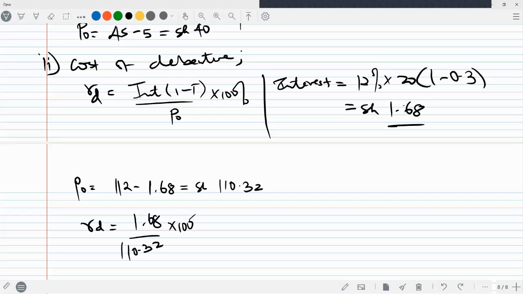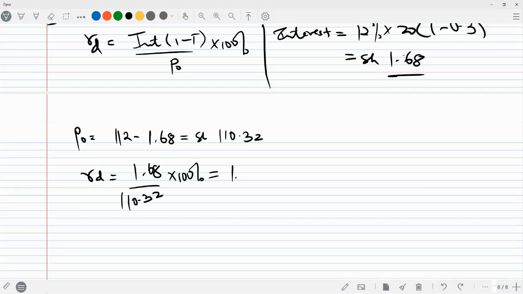Of course, we express it as a percent. A very low interest rate, a very low cost of debentures, which is how much? 1.52%, to be the cost of this debenture. I say that this is very minimal. This is too low. It seems not to be right, but anyway, let's just do it. That's how we get the cost of debenture.